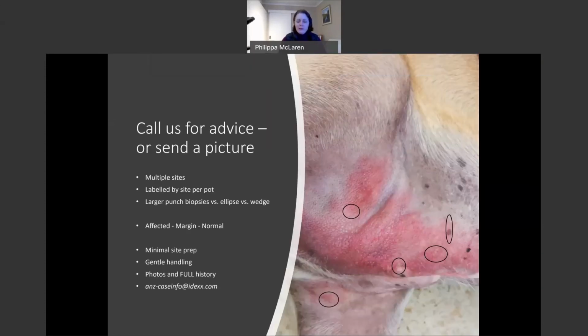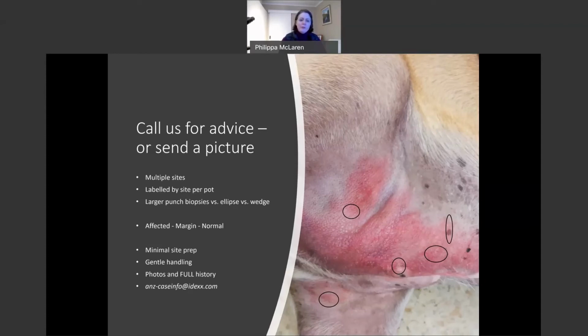Call us for advice. All the anatomic pathologists are very willing to give advice on how to sample, and if you can send us a picture, we might actually do this for you and highlight what we think are the best areas to have a go at sampling. Obviously, with a very big lesion like this, you can't sample a whole range of tissues. The whole thing is not coming off this dog. But we can give you some ideas on how we might choose to sample that if we were the one taking it.